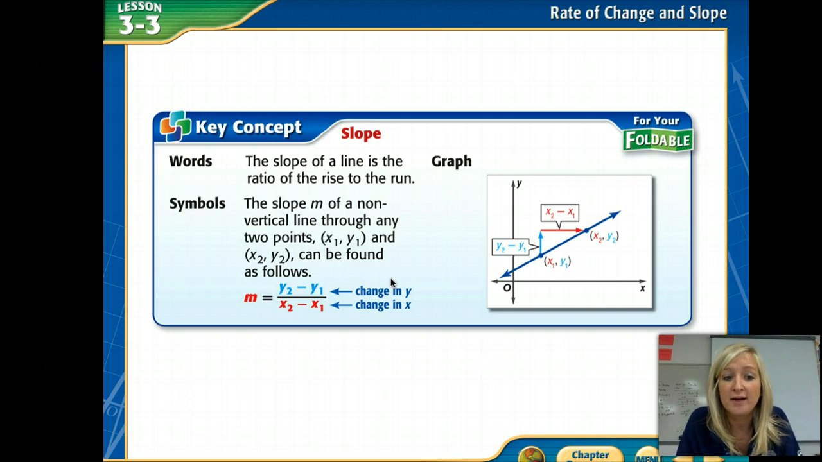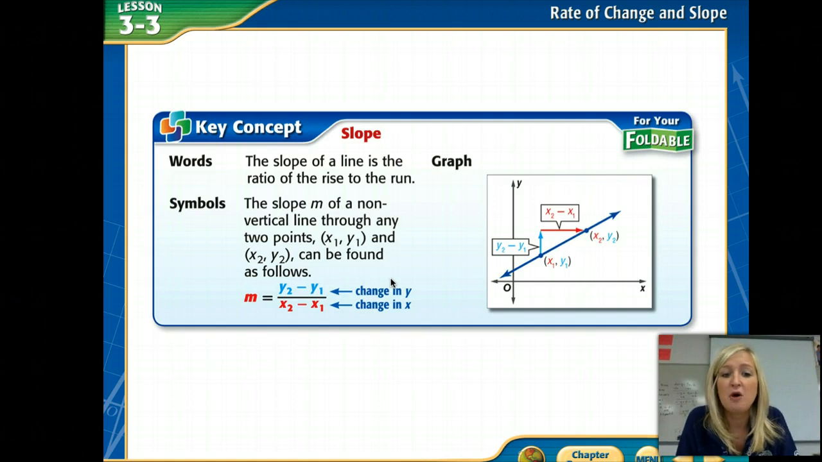So let's get started. It says the slope of a line is the ratio of rise over run. So technically, slope is the exact same thing as rise over run, which we talked about yesterday with rate of change. So the slope m, I don't know why they use the variable m, but m is what they use to describe slope. So you will always see the variable m represented by slope.